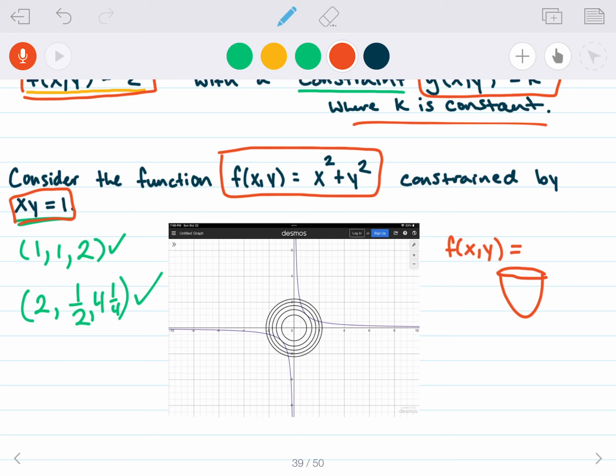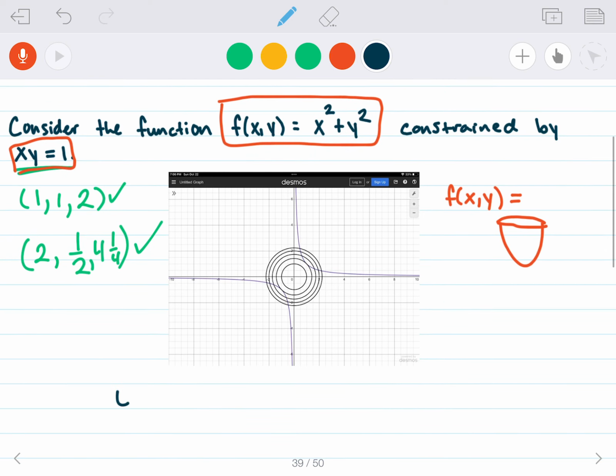You know, this constraint equation is giving us our independent variables that we can potentially plug in to get outputs here. Okay, so now what I want to remind you of is something that we talked about a little while ago, and that is level curves, okay? So do you remember how we got level curves?